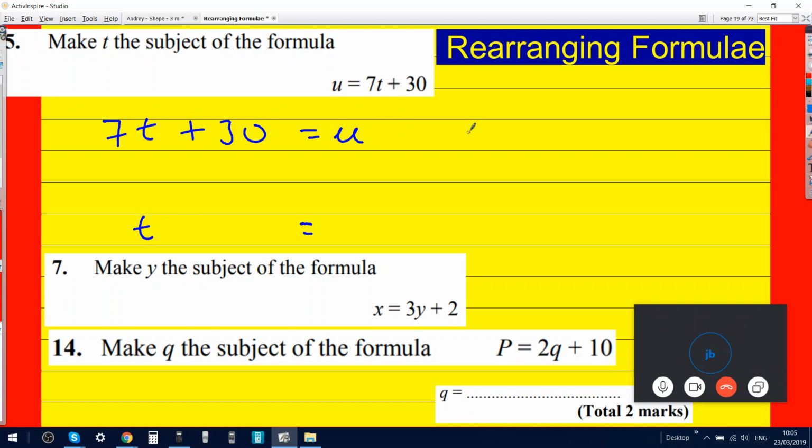So if u is just a number, you have to sub it in. So would you have to do 30 take away u? Or you take away 30? Which one? You take away 30. And then you divide it by 7. Yes. So it's u minus 30 all over 7.